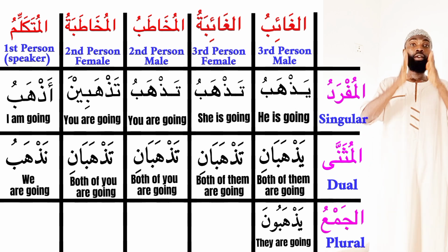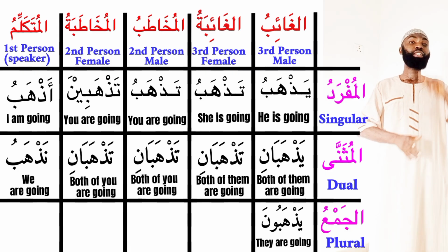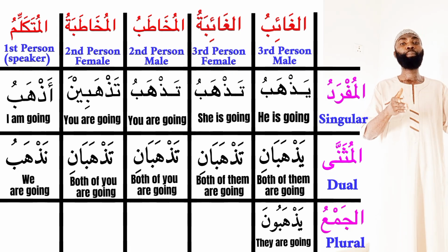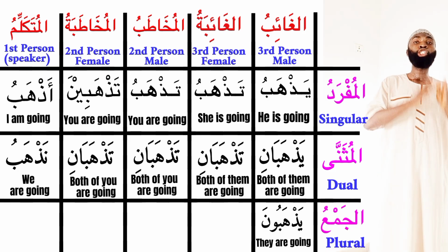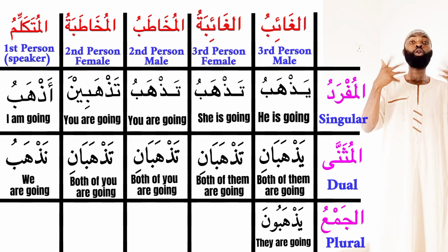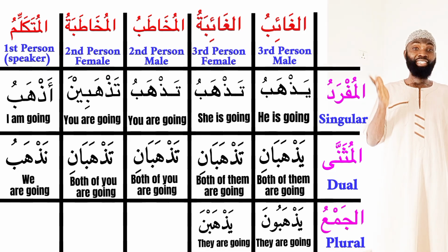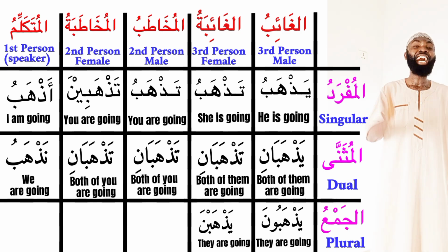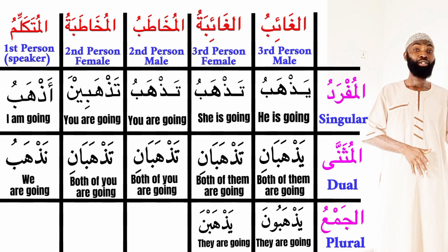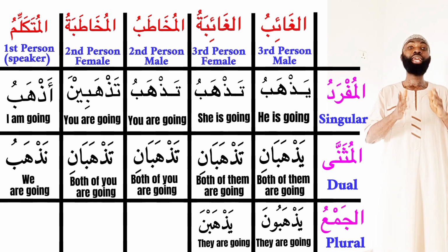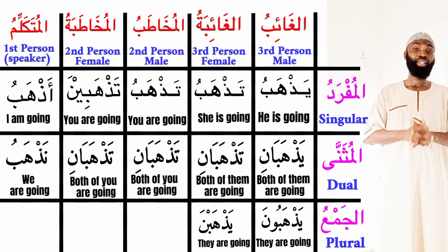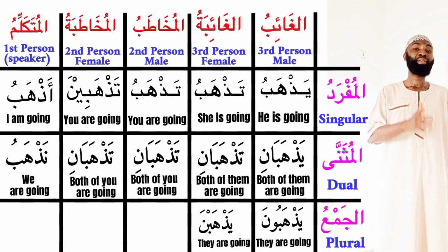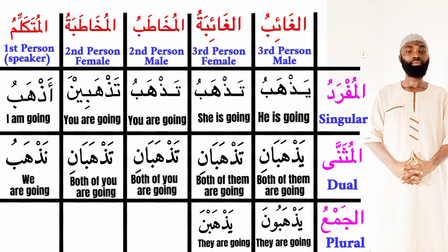Let's continue. Now coming to the second column, we have the third person female. If the persons you are talking about are more than three and they are all females, and you want to say that they all are also going, all you need to say is yadhabna. The difference between this and the males is that there is no wa. So we have yadhabna, they all are going. This is for the females. Yadhabna, they are going. Good.